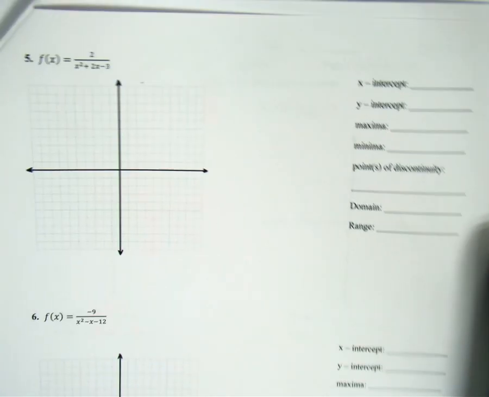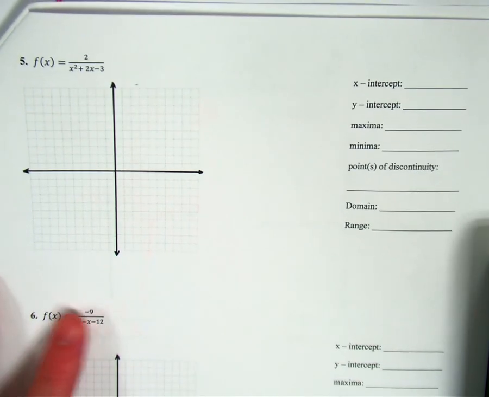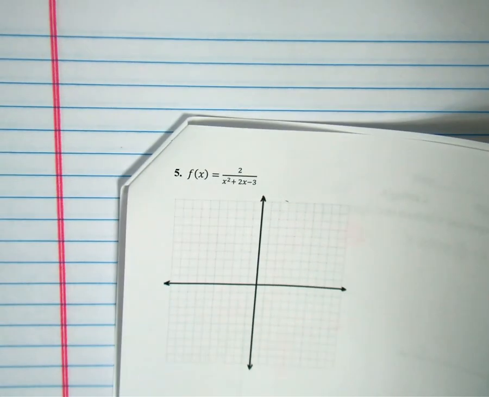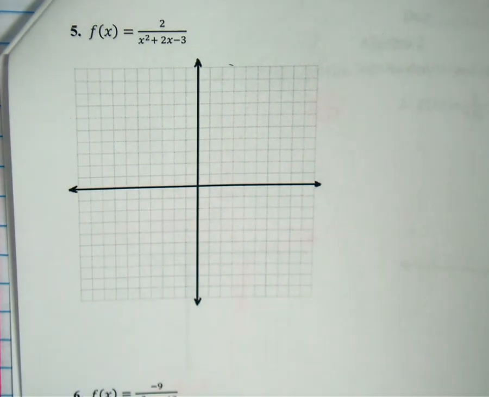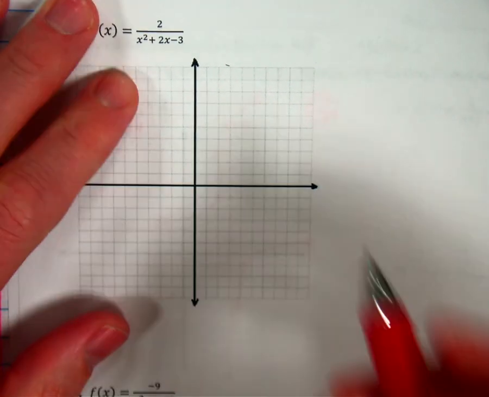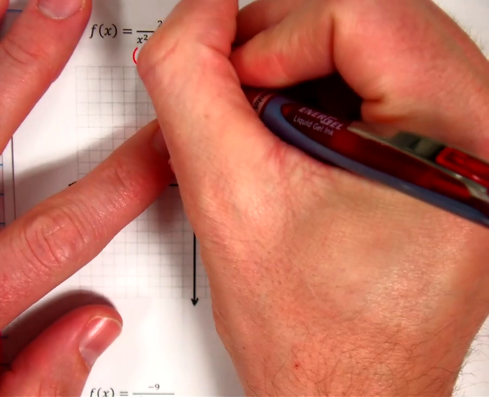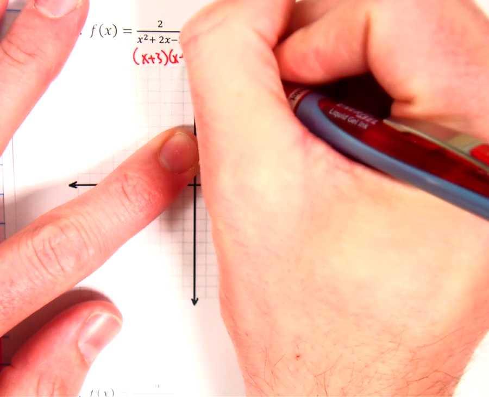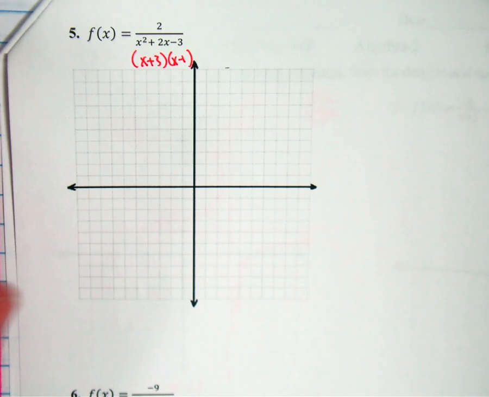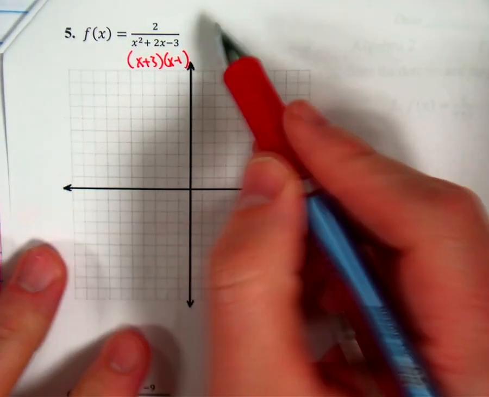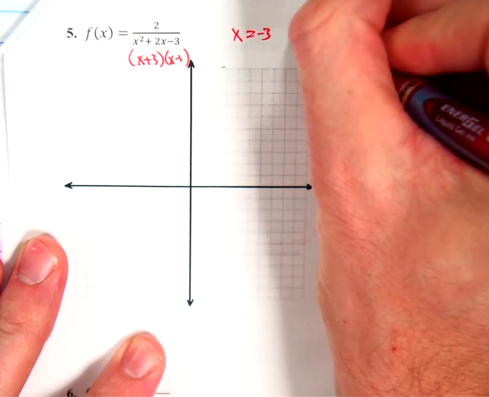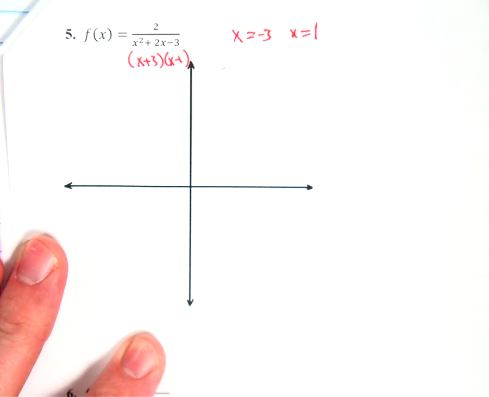Last one, third type. Okay, this is going to be our split range graph. Okay, let's look at what we have here. 2 over x squared plus 2x minus 3. So we can factor the denominator to x plus 3 and x minus 1. Nothing to cancel those out with. So we don't want -3 and we don't want 1.